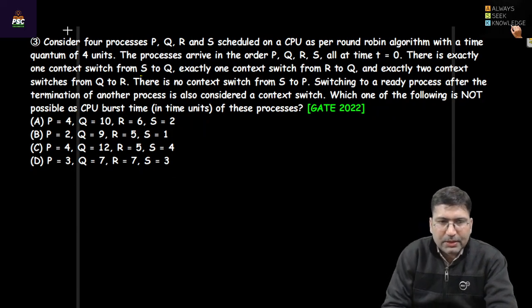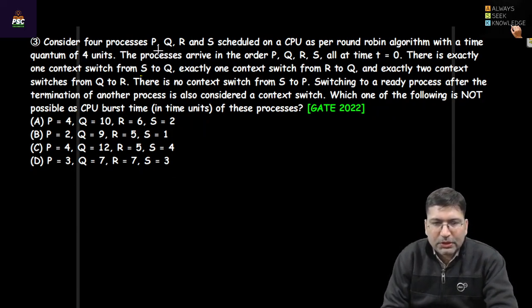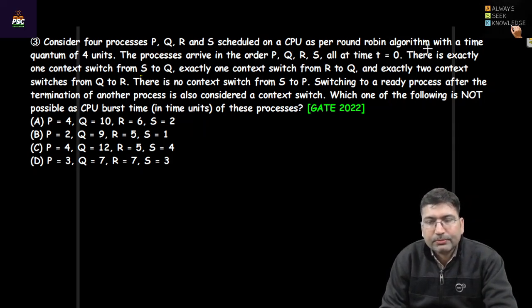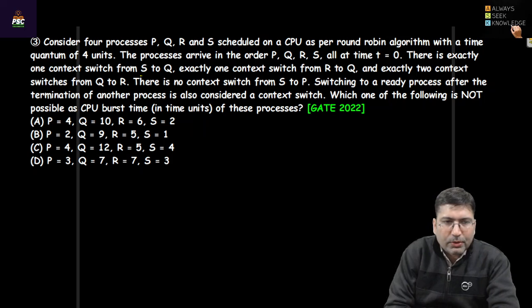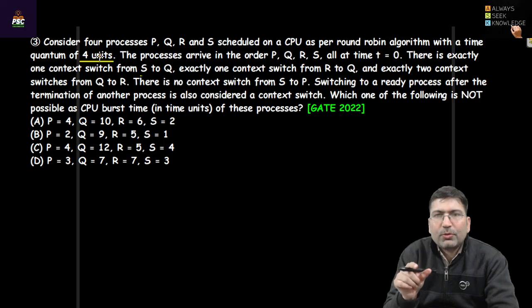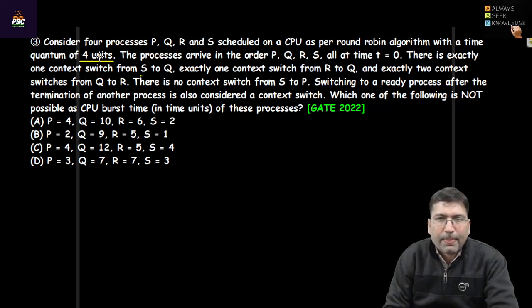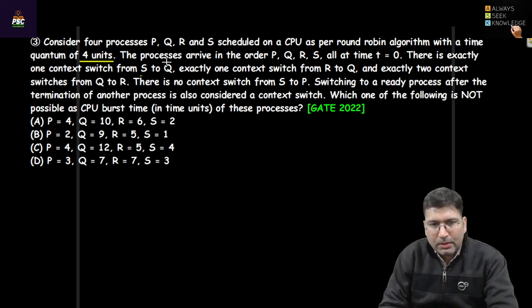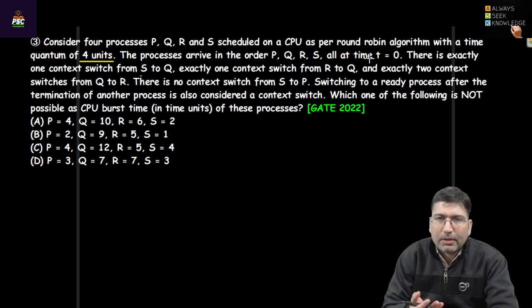The next question is this: consider 4 processes P, Q, R, S scheduled on a CPU as per the round robin algorithm with a time quantum of 4 units. Please note down the time quantum is 4 units. That means once a process gets the CPU, it can consume the CPU for a maximum of 4 units of time. Then it will be interrupted. The processes arrive in order P, Q, R, S at time T0, so every process has an equal arrival time.